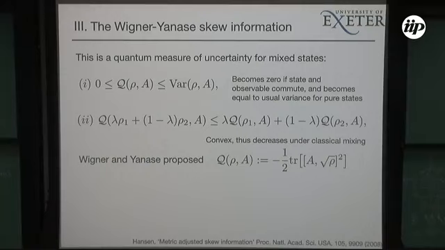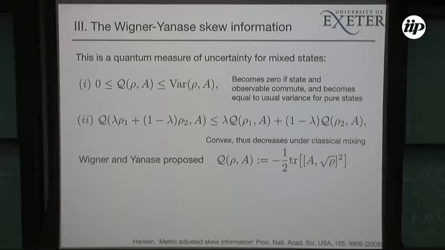So this Q turns out to be related to the Wigner-Yanase skew information. This is a generalization of the variance. It's a way of measuring the quantum uncertainty in an observable for a mixed state. It's a positive quantity that vanishes if rho and A commute, and it reduces to the variance if rho is a pure state. And finally, it's also convex, so it can only decrease under classical mixing. This was proposed by Wigner and Yanase in the 60s. They suggested this quantity as a candidate for some measure of quantum uncertainty.